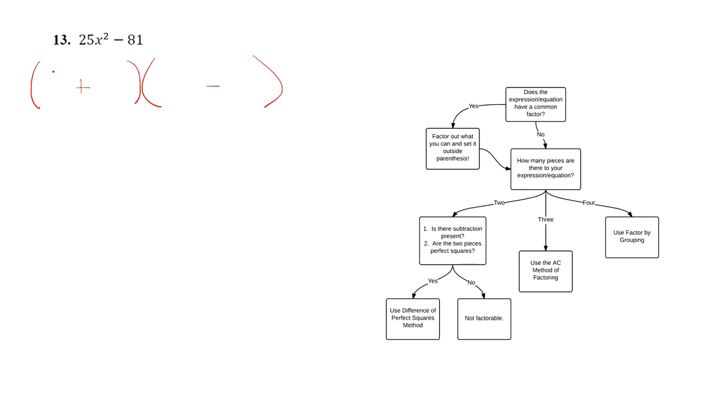25x squared, that would be square root of 25x, 5x, sitting in the front. Square root of 81, 9. 5x plus 9, 5x minus 9.